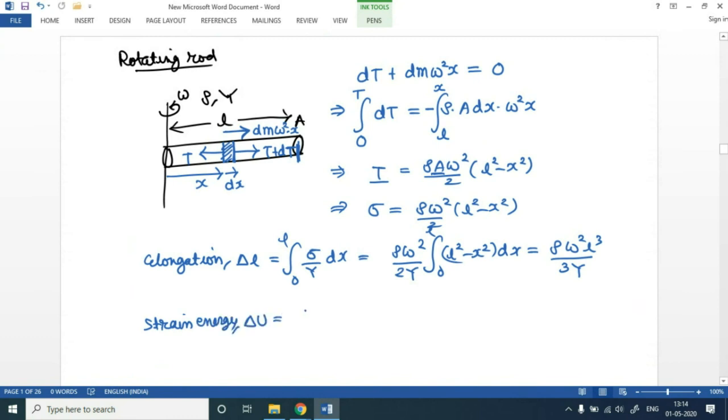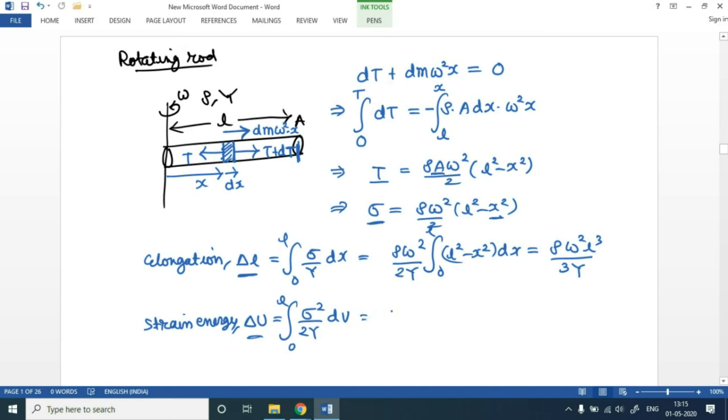Similarly, when we are required to find the strain energy delta U, we are going to use the formula sigma square upon 2Y into dV. You should realize by this time that finding sigma, if it is variable, as a function of x, is the key. If we are able to find sigma, this integration will give us elongation, and this integration will simply give us the strain energy stored.